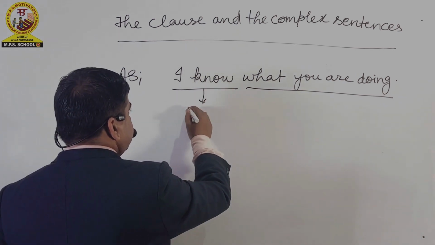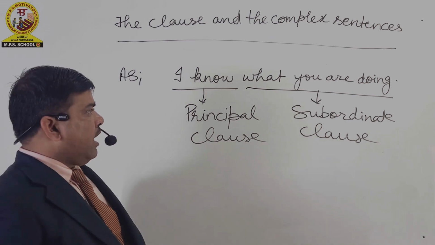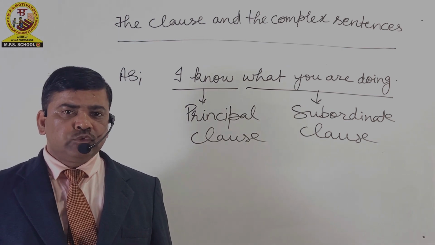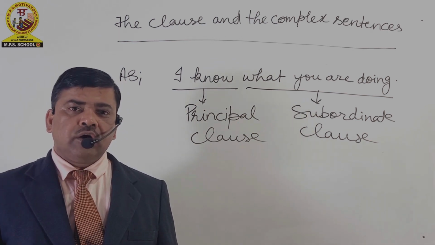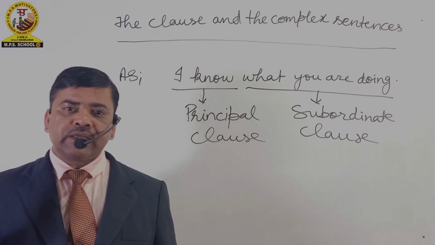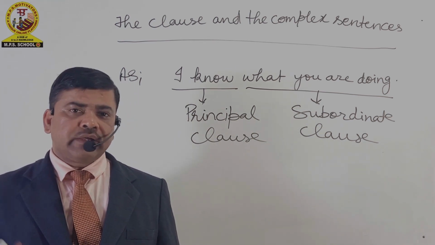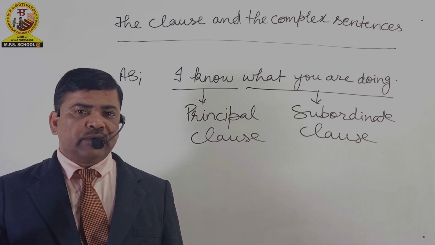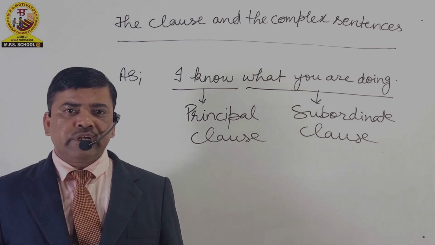So I know is a principal clause. Okay friends, I know is a principal clause and what you are doing is a subordinate clause. क्योंकि I know का प्रयोग स्वतंत्र रूप से वाक्य के रूप में हो सकता है और होता है, लेकिन what you are doing का प्रयोग स्वतंत्र रूप से वाक्य के रूप में नहीं होता है, बल्कि what are you doing का प्रयोग होता है वाक्य के रूप में. So the part of the sentence I know is a principal clause and the part of the sentence what you are doing is a subordinate clause.